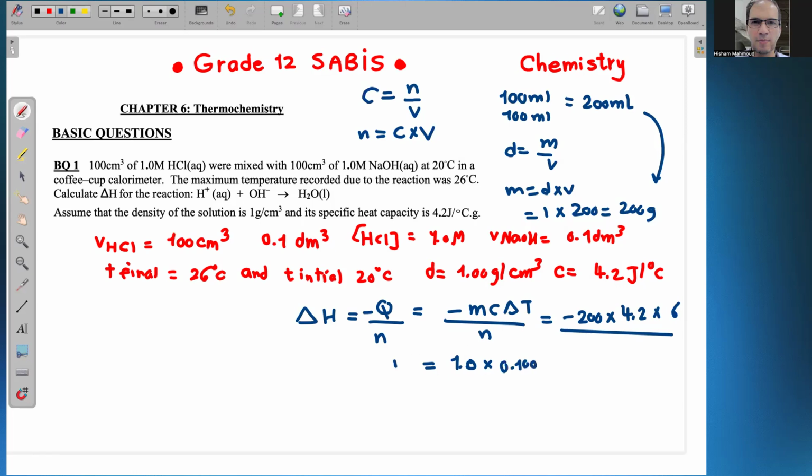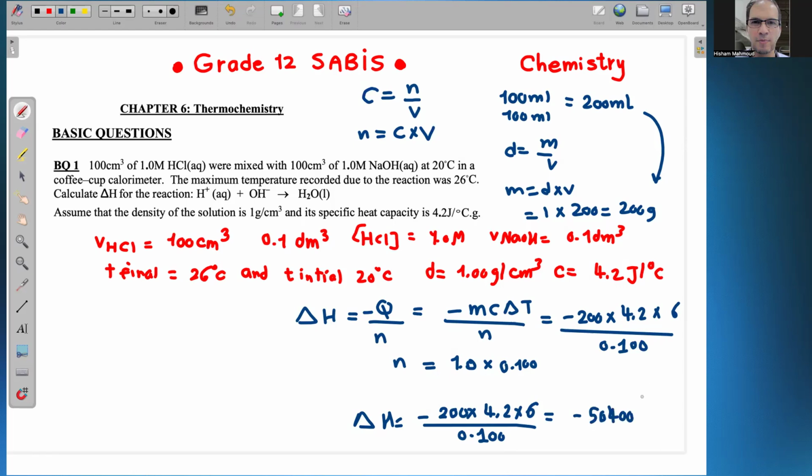That's the n. So I will say that negative Q, so that's equal to delta H, is equal to negative Q over 1 multiplied by 0.100. So 1 multiplied by 0.100 is 0.100. So this means that delta H is equal to negative 200 multiplied by 4.2 multiplied by 6 divided by 0.100. The result is going to come up to be minus 50400.